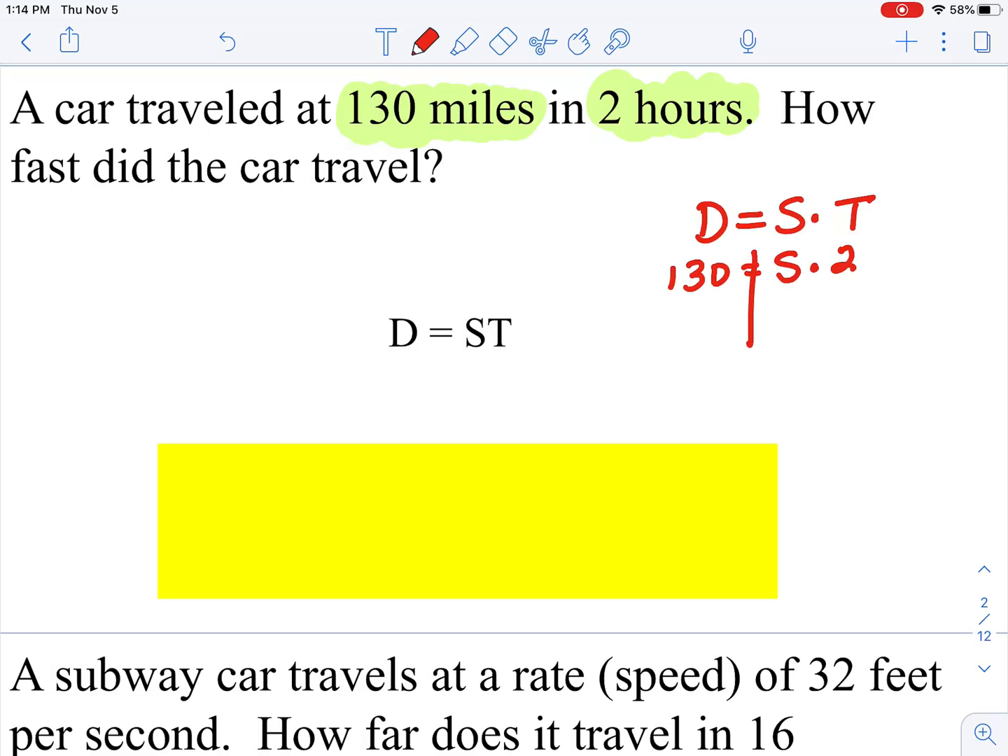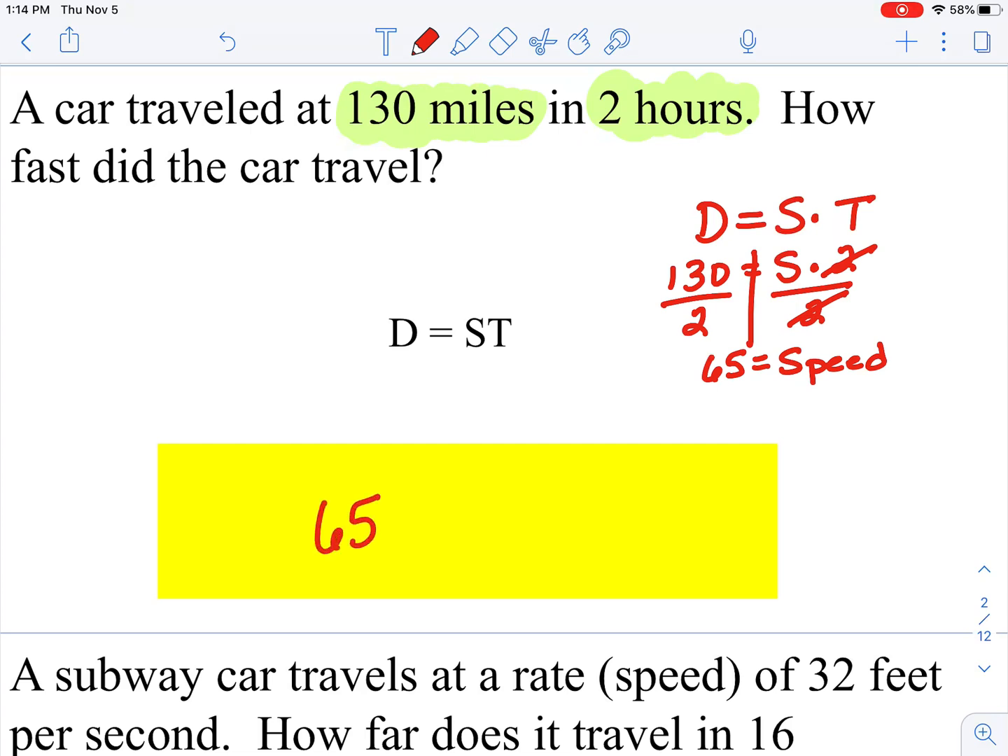So again, I want to solve for S. So I want to isolate my variable S. To do that, I do the opposite. So instead of multiplying by 2, I divide by 2. Whatever I do to one side of the equation, I do to the other. On the left side, 130 divided by 2 is 65. These cancel out or divide out, which leaves me with S, which stands for speed. So my speed is 65.